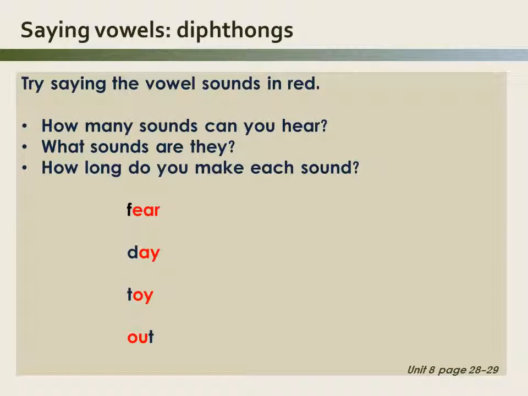So we're going to do what we did before, which is to really notice how we are making these sounds. You have 4 possible diphthongs: "ear", "a", "oi", and "ow". As you say them, think how many sounds you can hear and what sounds they are, but also think about the duration of each sound. Do you say one for a longer time than the other? So stop the video and experiment with making these sounds.